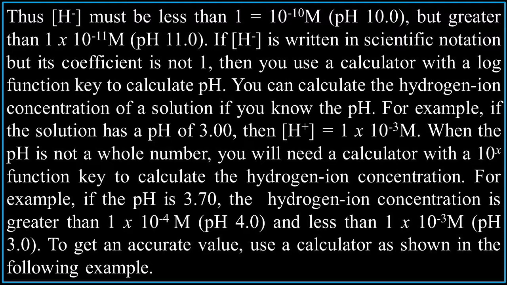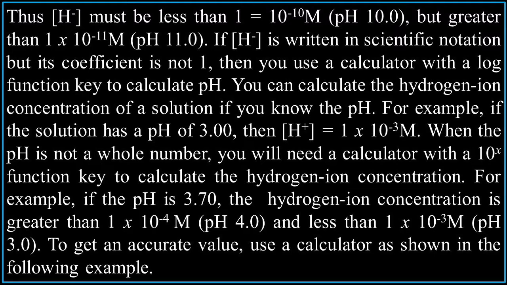You can calculate the hydrogen ion concentration of a solution if you know the pH. For example, if the solution has a pH of 3, then the H ion molar concentration is equal to 1 times 10 to the negative 3 molar. When the pH is not a whole number, you will need to calculate with a 10 to the x function key to calculate the hydrogen ion concentration.